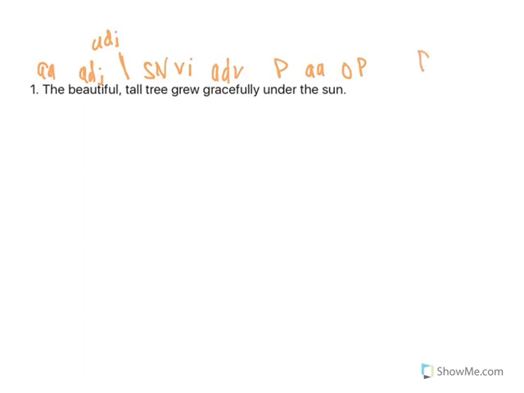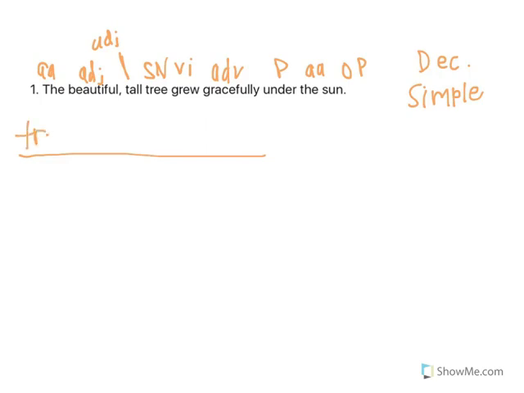So this is a declarative sentence, making a statement or declaration. And is this a simple sentence or compound sentence? Well, it only has one independent clause, tree grew gracefully. So it's going to be a simple sentence. Now we're going to diagram this.